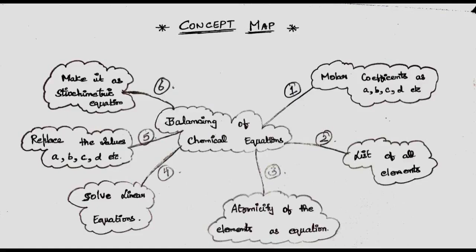Point number 2, list all elements. That is, however many elements you have in an equation, you should list them out. Third, write the atomicity of elements as equations. So you should take how many atoms of each element there are, that is, if Na is 1, you should say Na equals 1. So you should compare the reactant and product sides.